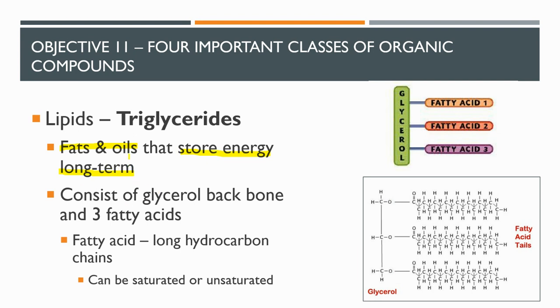And so the basic structure of a triglyceride is it has a backbone called a glycerol molecule. That's this part right here. And then the prefix tri comes from the fact that there are 3 fatty acid tails. And as you can see in the picture here, this is the molecular structure. There's lots of carbons and lots of hydrogens, okay? These tails are literally long hydrocarbon chains.